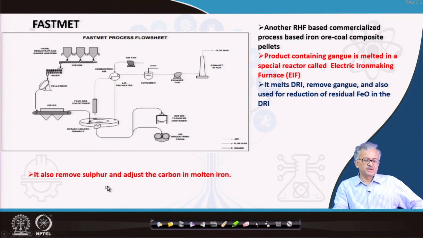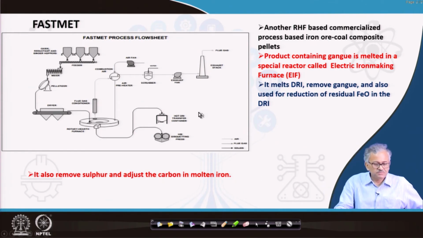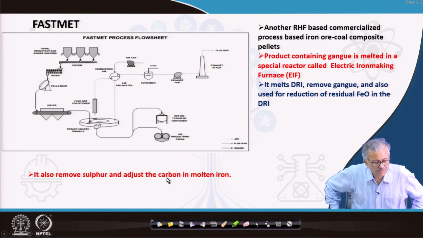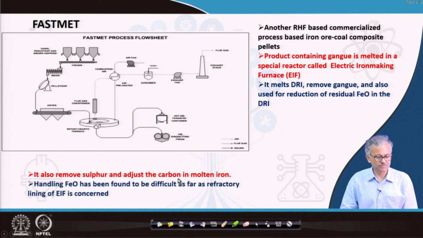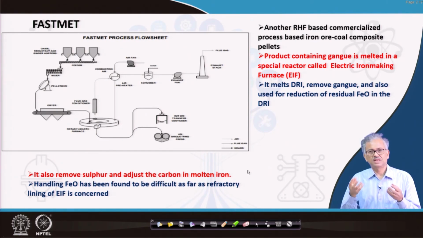It also removes the sulfur and adjusts the carbon in the molten iron. So, you can just add some flux, and you can make a basic flux, with reducing conditions already there by carbon. So, you can remove the sulfur also, and adjust the carbon in the molten iron. In the Fastmelt process, sulfur is very important because this is a coal based process. So, sulfur is high. Here in the EAF you can remove the sulfur too by making a basic and reducing slag just by adding lime and carbon.